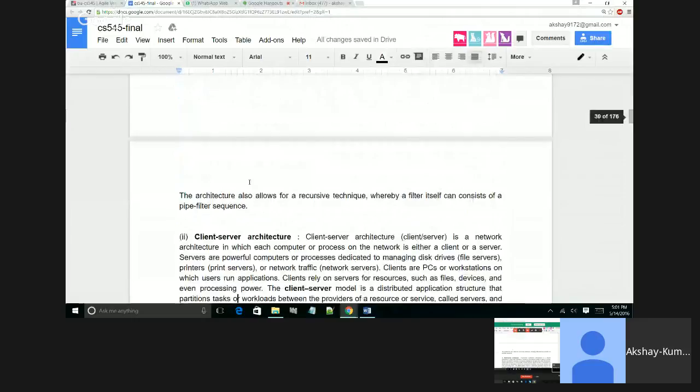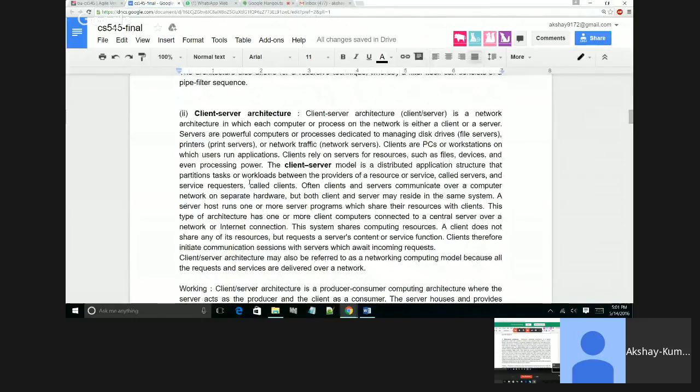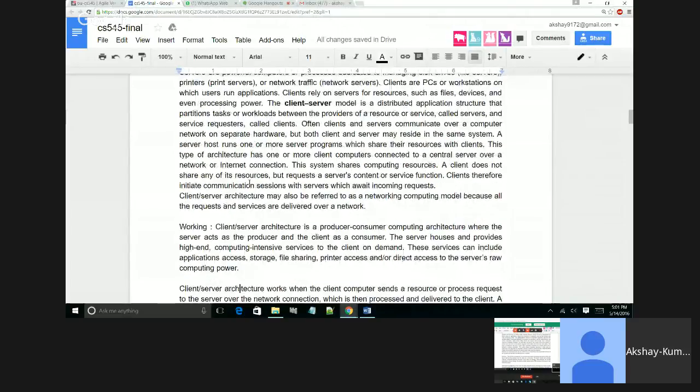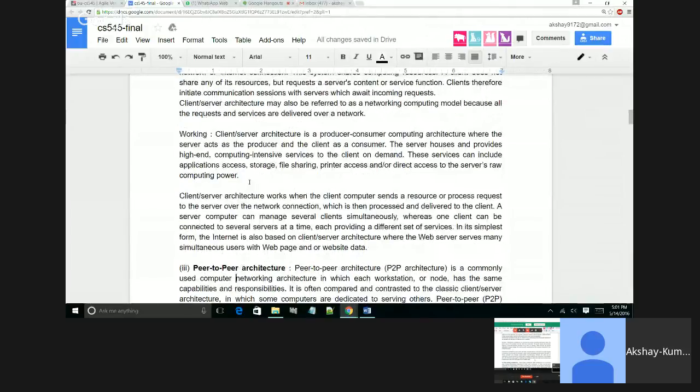Same goes with the client server. I've explained the client server model, and again the working for illustrations and how it works. So Akshay, like I was saying, can you scroll it upwards? Upwards, yeah.